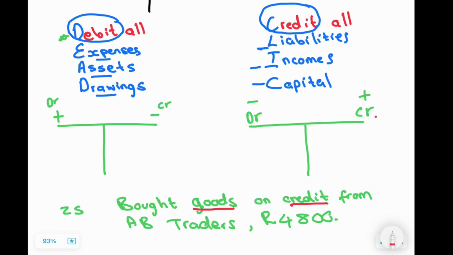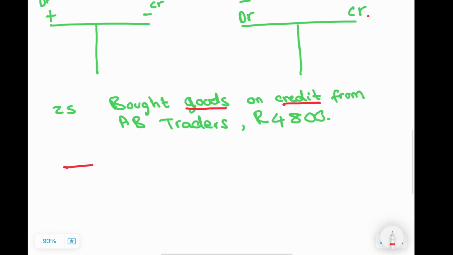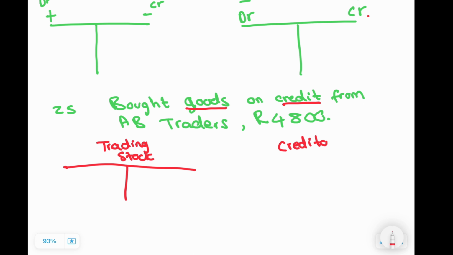So this already tells you something. We bought goods, however, we didn't pay for them. We bought them on credit. So two accounts will be affected. The first is goods, and goods are trading stock. So now you're going to open your trading stock account. Remember that if we are buying on credit, we are buying from our creditors. The business that we are buying from on credit are our creditors, meaning that creditors control will be affected as well.